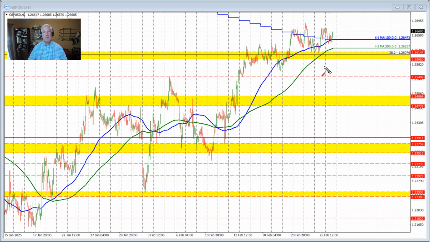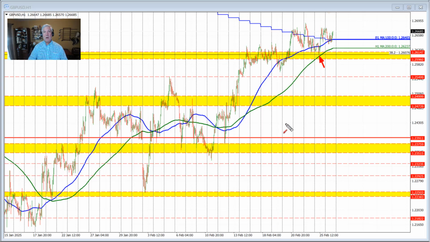Interestingly enough, the low price that we saw in trading yesterday not only held support near the 38.2% retracement of that move down from the September high to the January low, but also stalled against the rising 200-hour moving average. So again, that's a little bit more bullish, staying above the 38.2, staying above the 200-hour moving average.